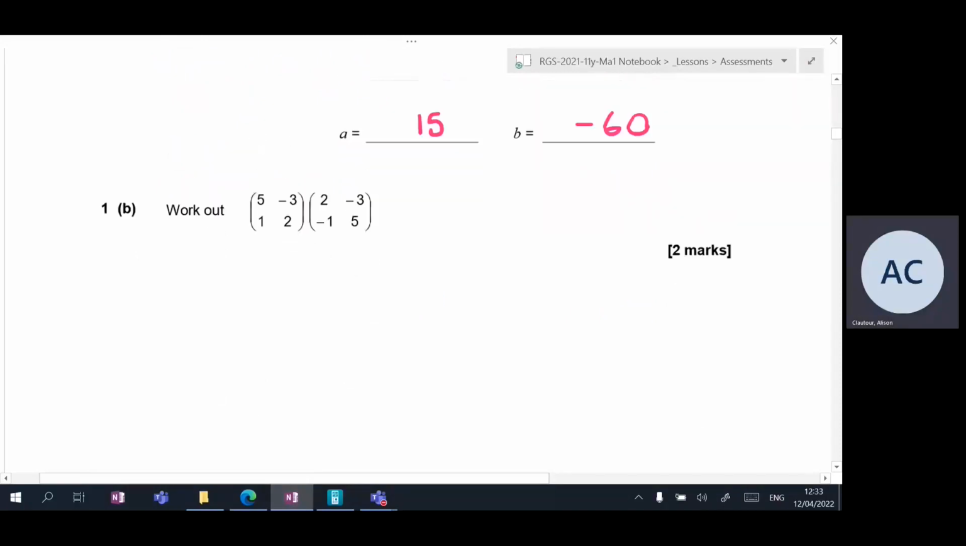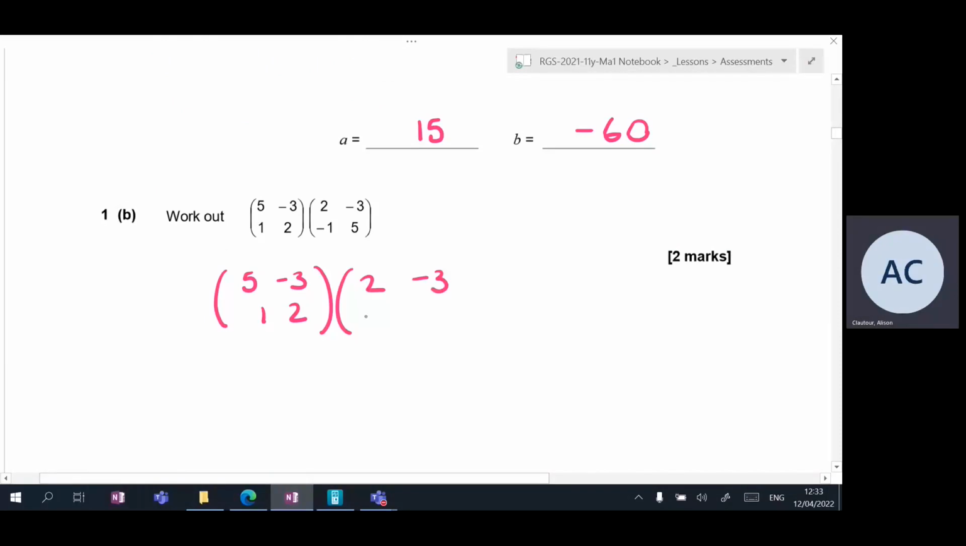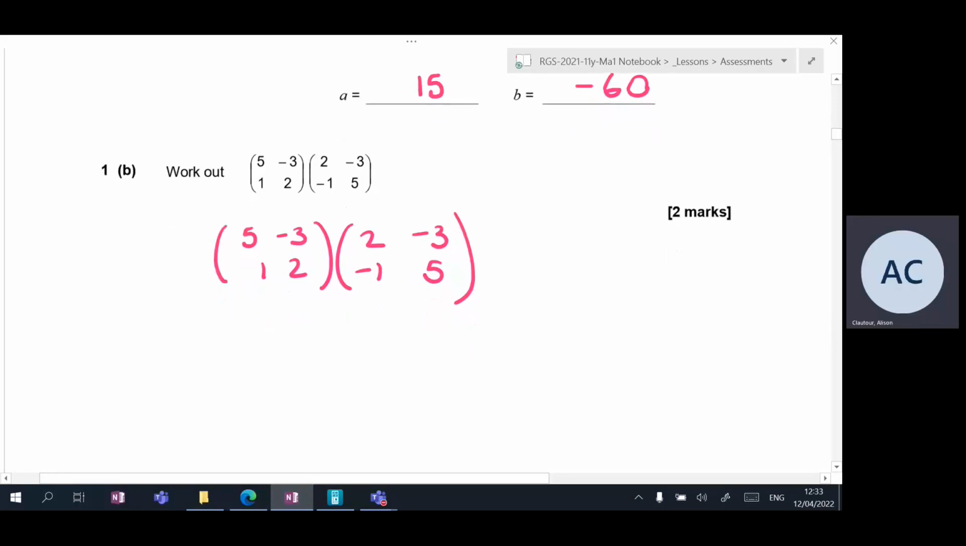Right, so next one, again, I'm going to show you how to do it because obviously this could easily come up on the non-calculator paper, so I'm going to do it both ways. But as it's a calculator paper, I would just do it on your calculator. But for the practice, remember we're looking at the first row and the first column. So we go along the first row and down the first column. So 5 times 2 is 10. Minus 3 times minus 1 is 3. So I'm going to add those together.